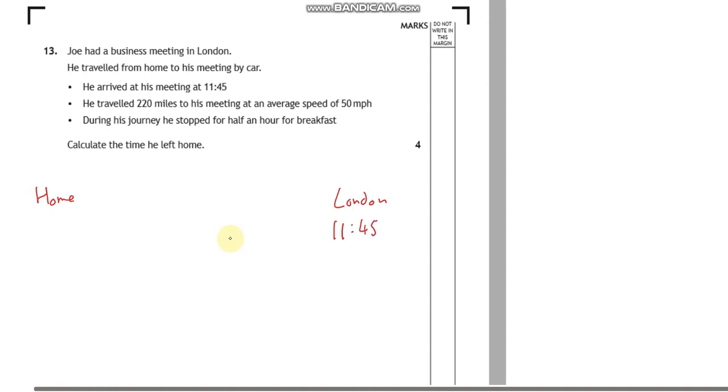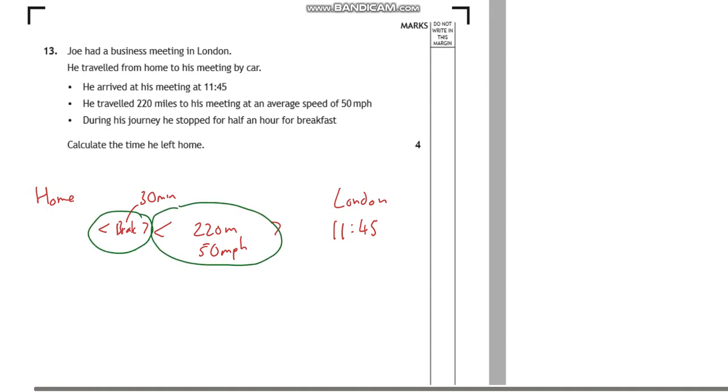and he travelled 220 miles at an average speed of 50 miles per hour. And he stopped for half an hour for breakfast. A little 30 minutes for breakfast. It's a break rather than breakfast, but you know what I mean. So we've got our breakfast part of the day, and we've got our journey. We're trying to find out the time that he left, so we're working back the way.